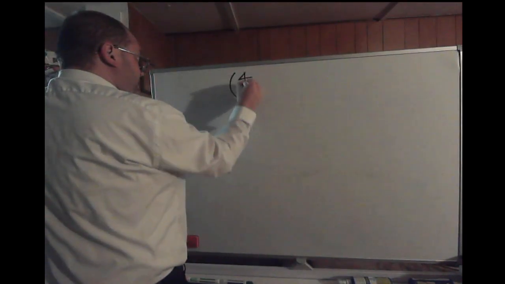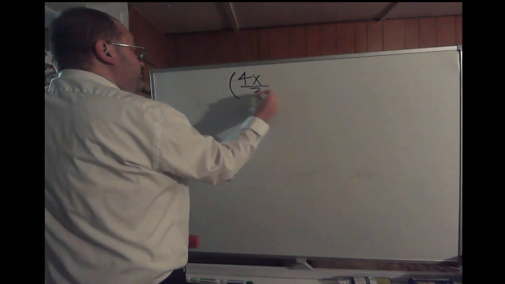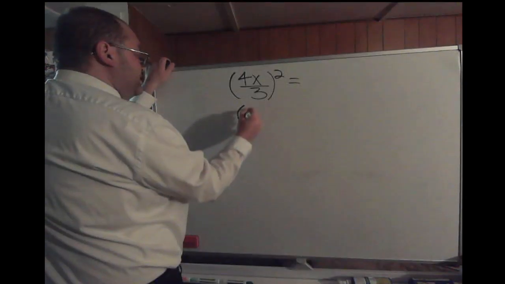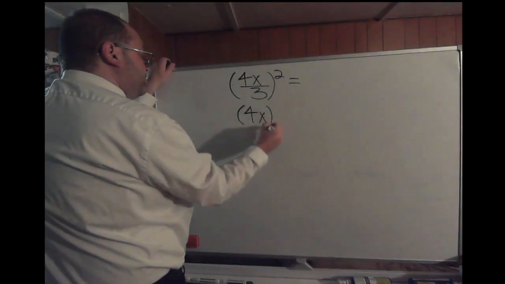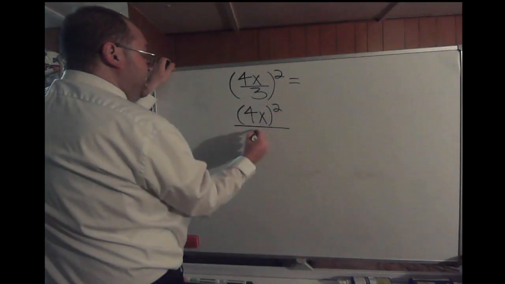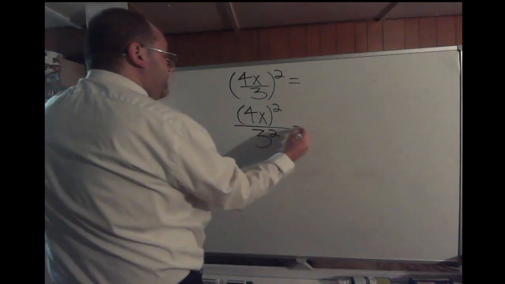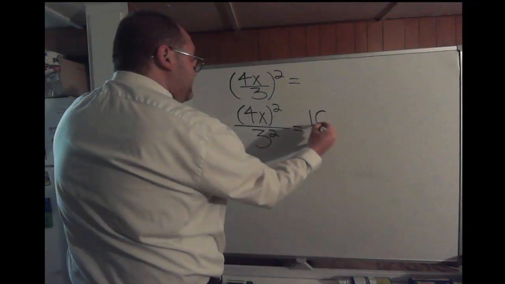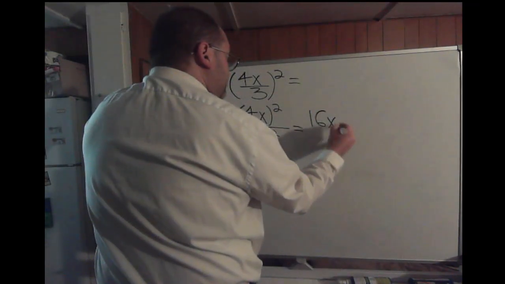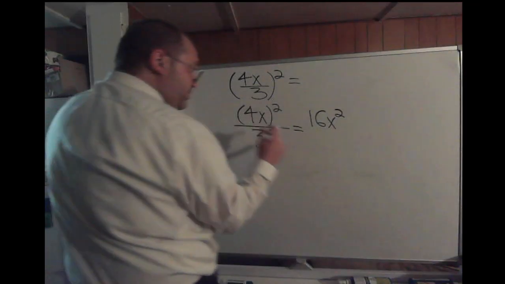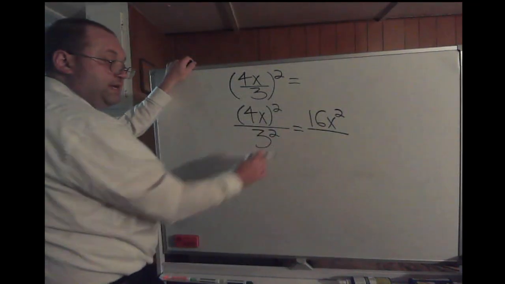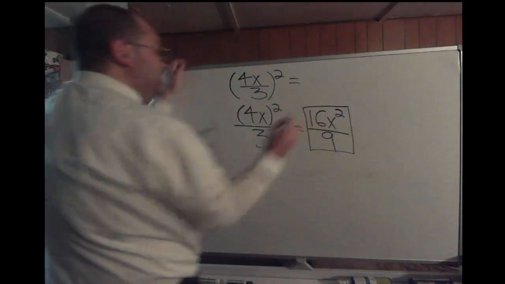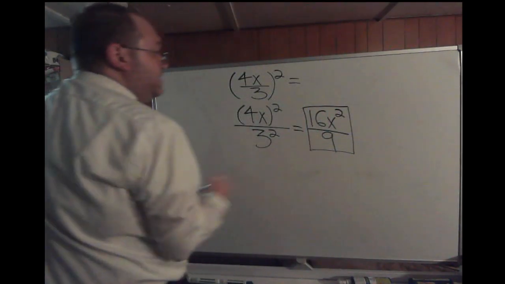Alright, we have 4x over 3, that quantity to the second power. Well, in the numerator, you're going to take that whole 4x, raise that to the second power, over your denominator of 3 to the second power. So, in the numerator, 4 to the second power, that's 16. x to the second power is just that. You would get 16x to the second power in your numerator, over the denominator of 3 to the second power, which would be 9. So the answer you should get is 16x to the second power over 9.